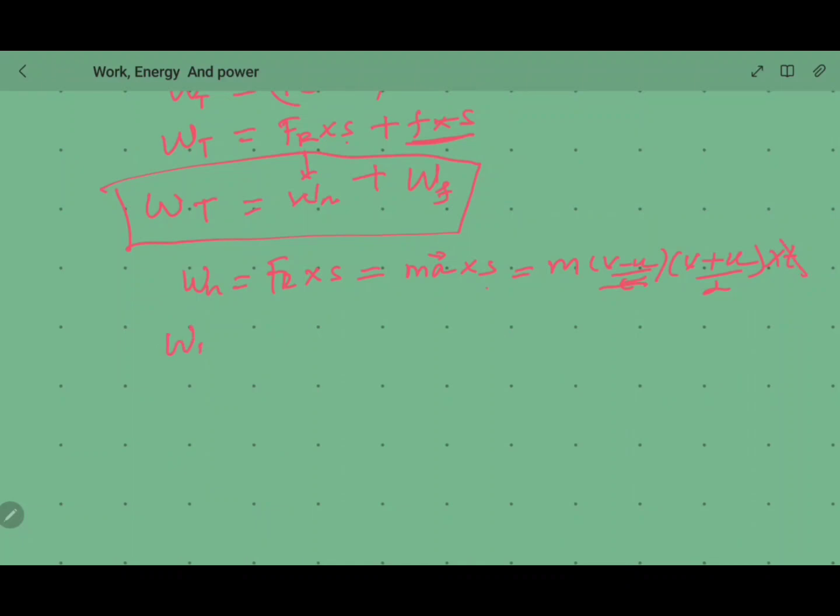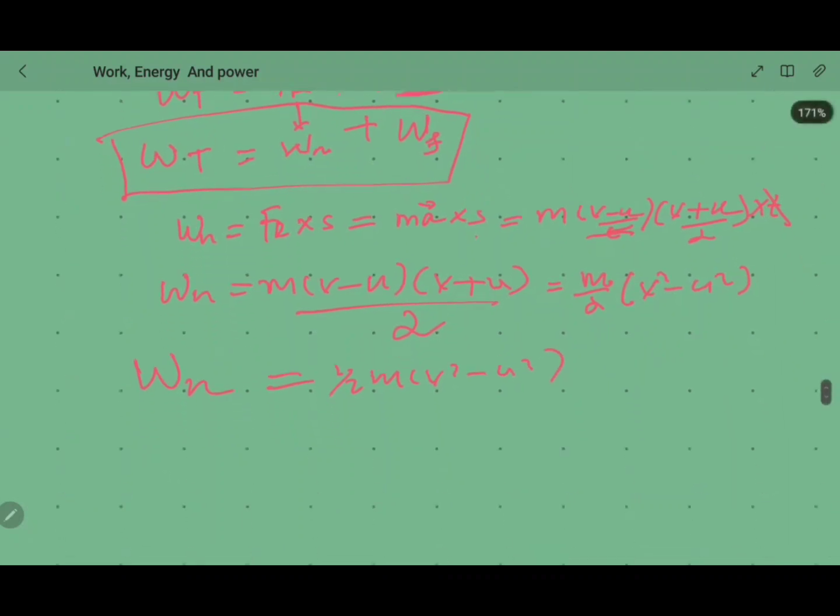So the work done by the net force is equal to the mass times (v minus u) times (v plus u) over 2. As we mentioned in previous videos, this is equal to m over 2 times (v minus u)(v plus u), which is the difference of two squares, so that's v squared minus u squared. So the work done by the net force is equal to half the mass times (v squared minus u squared).